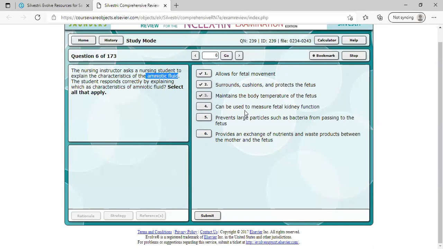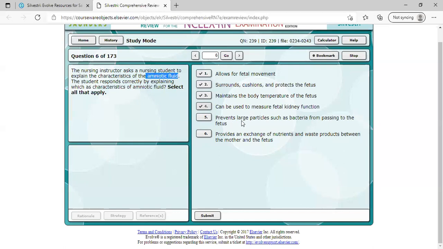Number four, can be used to measure fetal kidney function. Yes, this fluid can contain the waste product. If you want, you can check and get the serum creatinine level. It indicates how the baby's kidney is functioning.